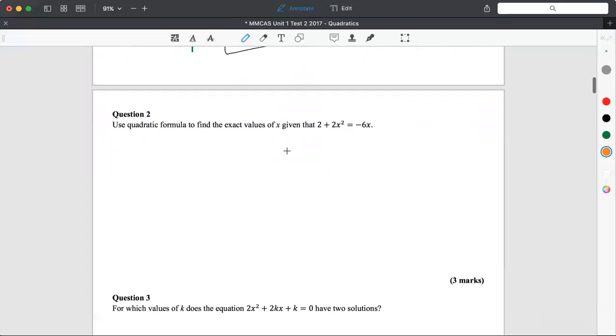Now, the next bit says use the quadratic formula to find exact values of x, given that that's the case. I really like this question because it tests a few things. One of the things is that you need to remember the quadratic formula. Because in class we said that the quadratic formula is the general solution to the general form. So what I mean by that is we have this as our general form. If we let that whole thing equal 0, we're trying to find the x-intercepts.